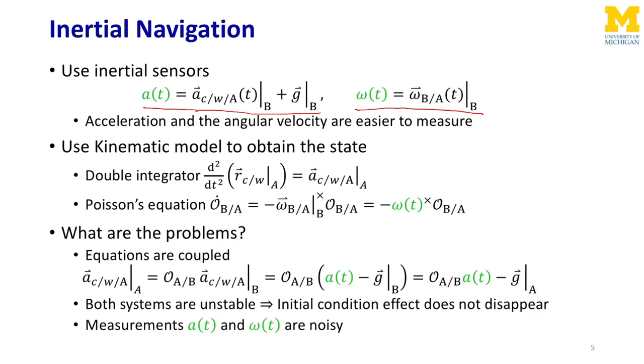So once you have the measurements from inertial sensors, what do we do? We use a kinematic model to obtain the state. At the end of the day, we are interested in the state. The state is the position, the attitude, and their rates, like velocity and angular velocity.